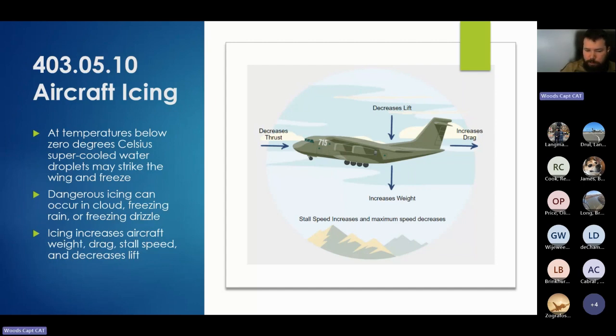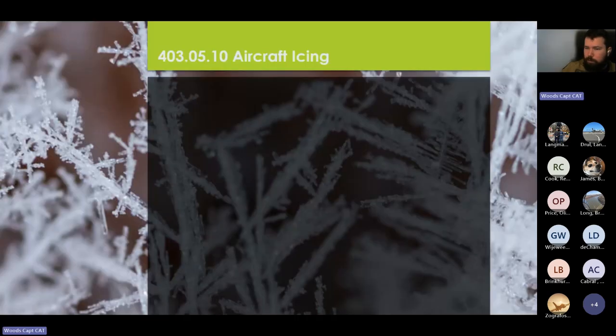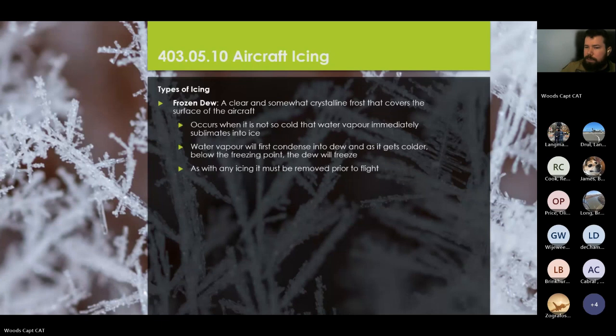We could lose instruments if, for example, our pitot tube ices up. If our windscreen is covered in ice, we can't see anymore. All of these things are not good for flying. So icing is bad. We'll move on to the specific types of icing.